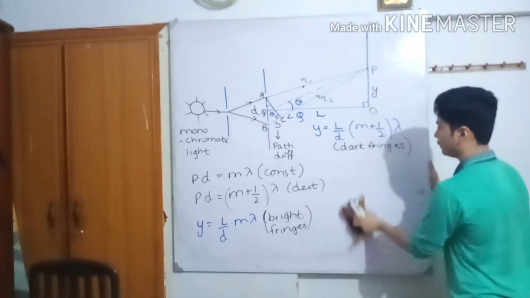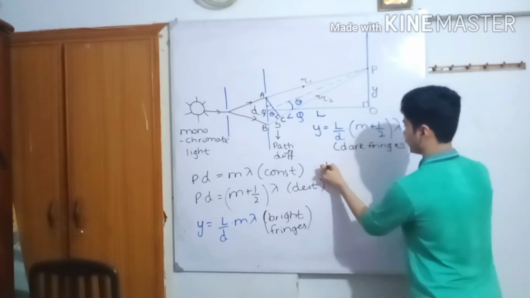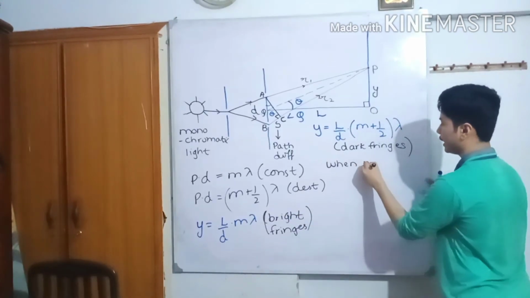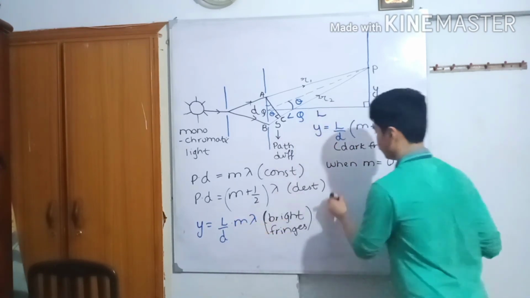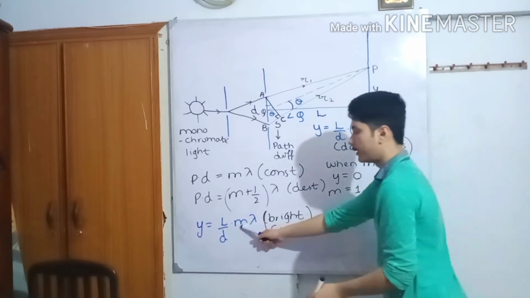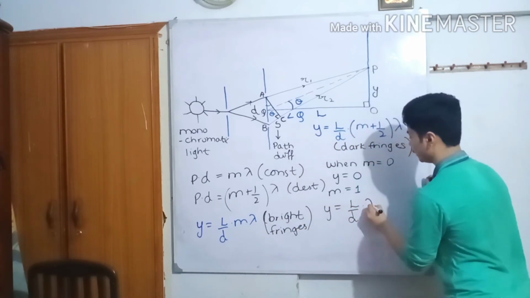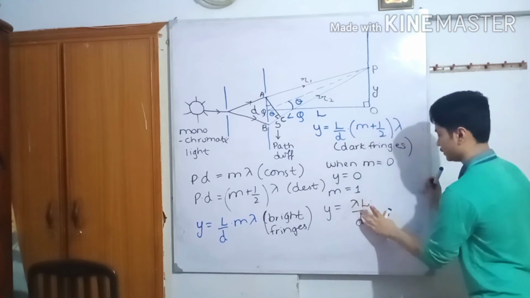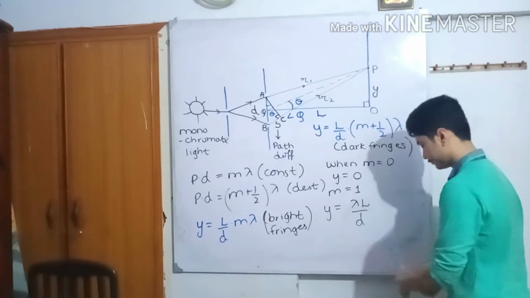Using this, we can obtain a lot more. For bright fringes, I'm just talking about bright fringes, when m equals 0 and we put 0 instead of m, then this whole factor will be 0, so y equals 0. When m equals 1, we put 1 instead of m and we obtain y equals L over D times lambda, or you may write it as lambda L over D. Any way you can write it. So these are okay.